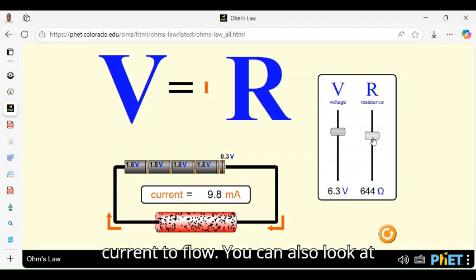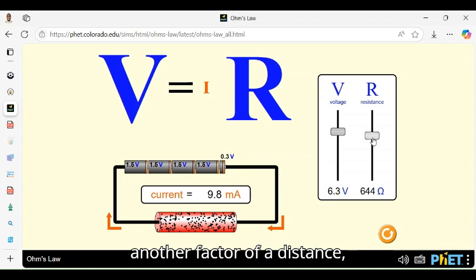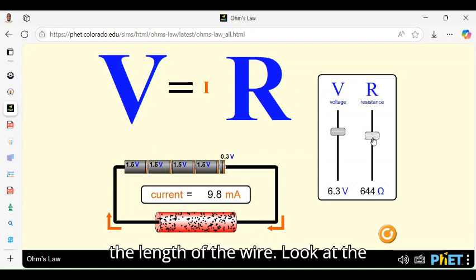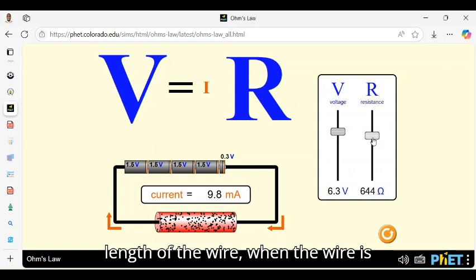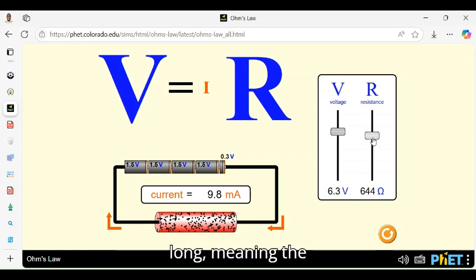You can also look at another factor, the distance, the length of the wire. When the wire is long, it means the resistance is high because the current has to flow a long distance.